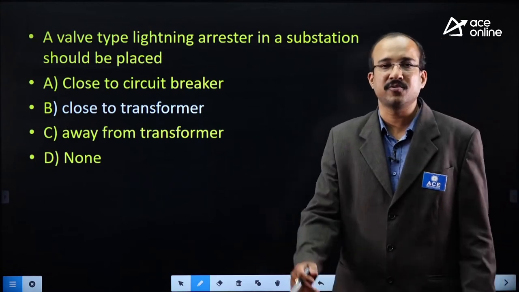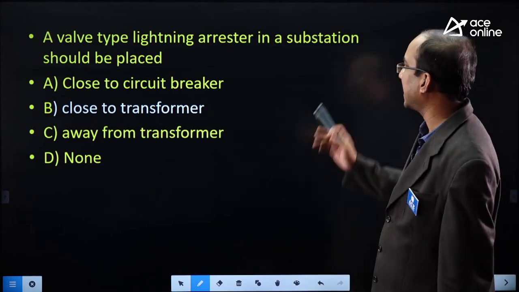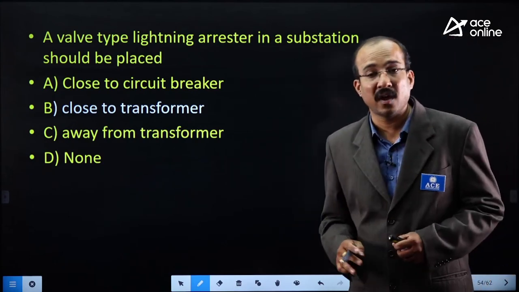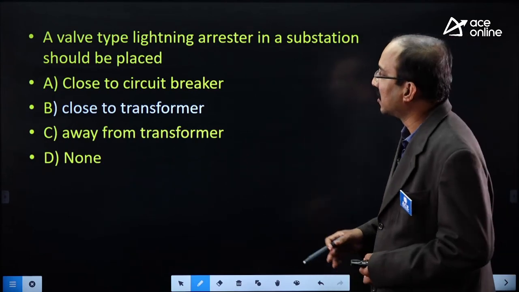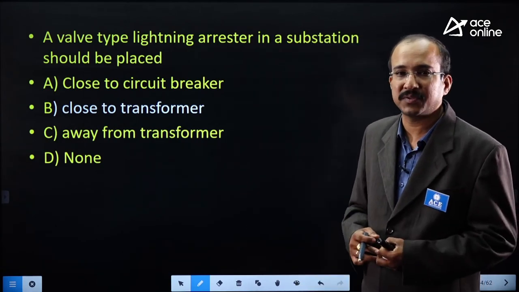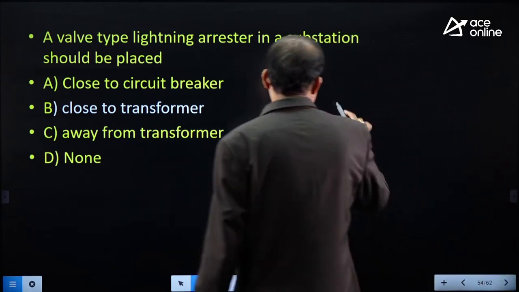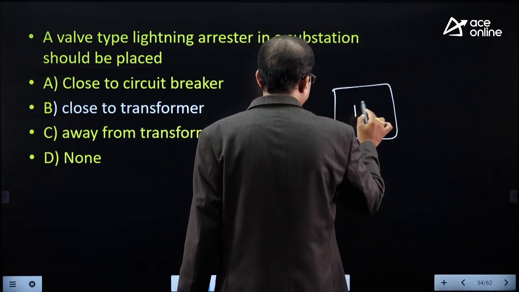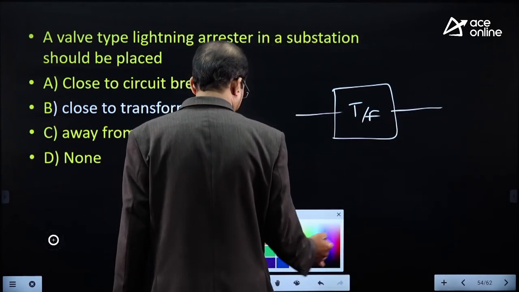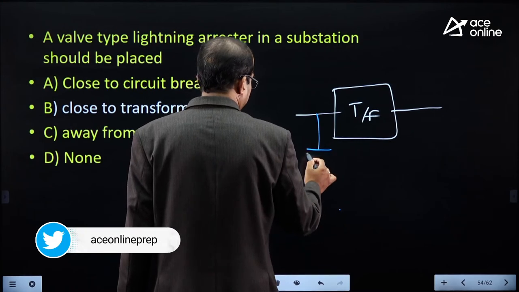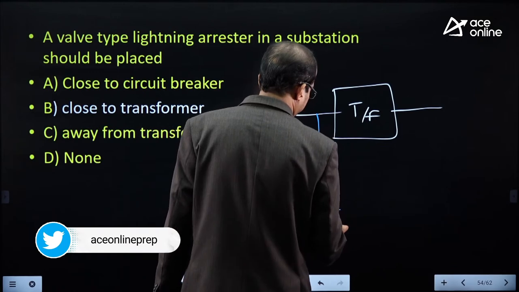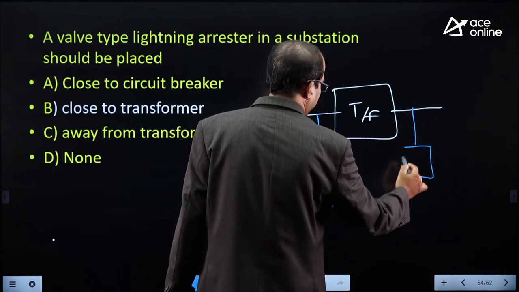Now let us observe a question here. A valve type lightning arrestor in a substation should be placed where? Close to a circuit breaker, close to a transformer, away from the transformer, or none? Always observe, a lightning arrestor should be placed very close to the transformer.